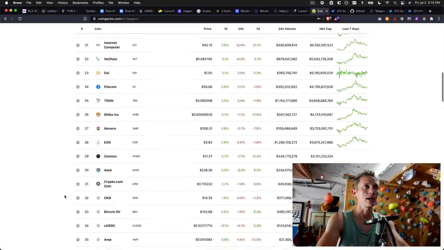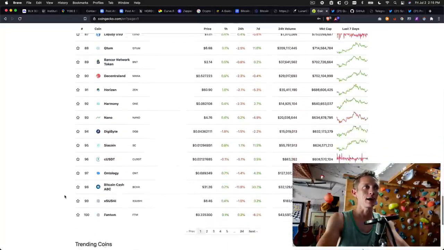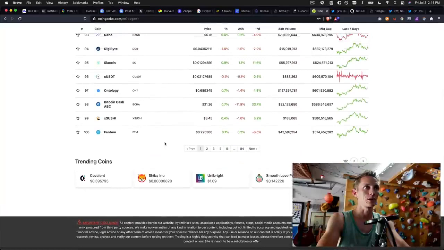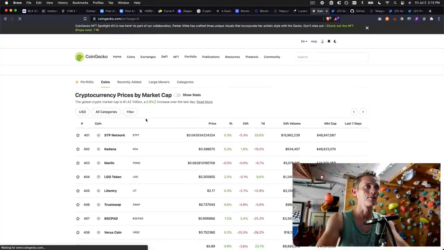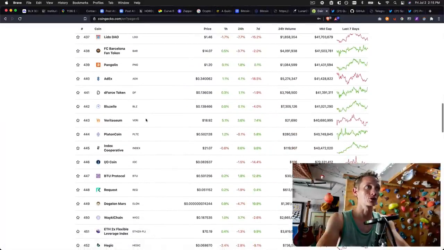Let's apply this lens of fundamental analysis to something a little bit deeper, not even on the first page, not even in the top 100. Let's just go to page 5 and let's find something at random. Again, I'm not trying to promote or detract. I am literally just trying to find something to analyze. So my cursor just landed on Platon coin.